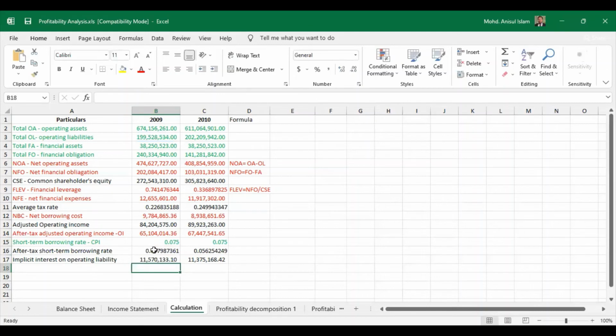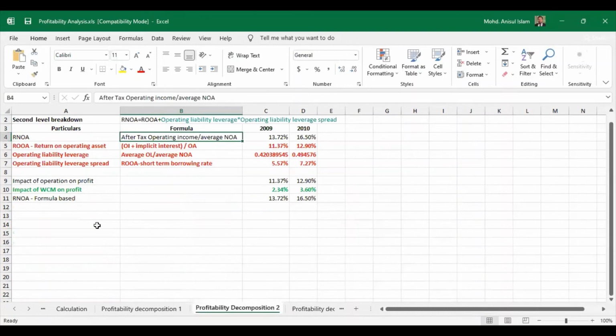Okay. Now we need to determine the return on total operating asset. We have no confusion with the after tax adjusted operating income. But before talking about the whole definition of this ratio, return on operating asset, let me give you a context. So assume that we didn't have any operating liability. What does it mean?